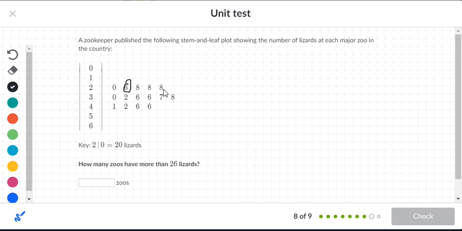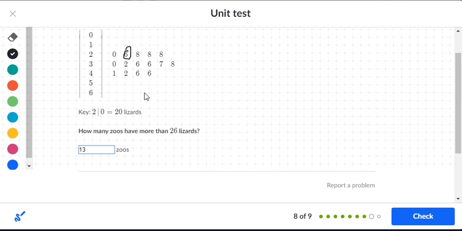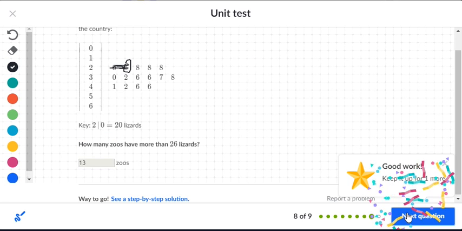So 1, 2, 3, because of course those are 28s. 4, 5, 6, 7, 8, 9, 10, 11, 12, 13. So it appears to be 13 because we want numbers that are more than 26. So we don't want to use those numbers. We want to count all the other individual numbers.